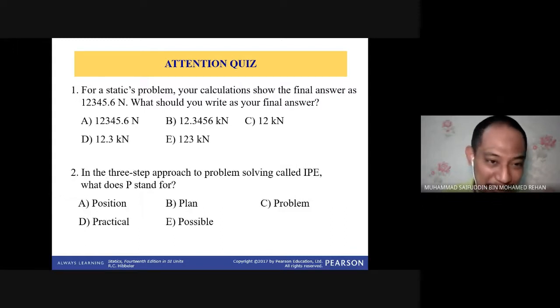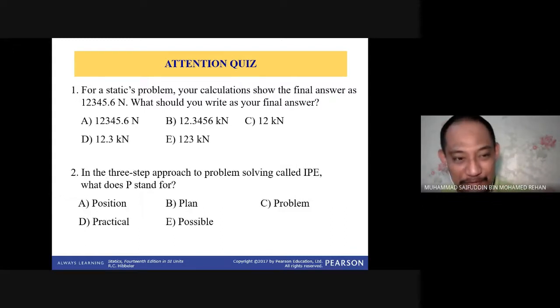This is just a memory check, if you remember. In IPE, what does P stand for?